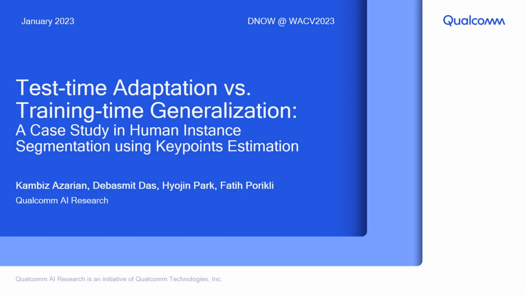Hi, my name is Kambiz Azarian, and in this talk, I will compare two approaches for domain adaptation of human segmentation. These are test time adaptation and training time generalization. This is a joint work with Debasmit, Hyojin Park, and Fatih Porikli from Qualcomm AI Research.